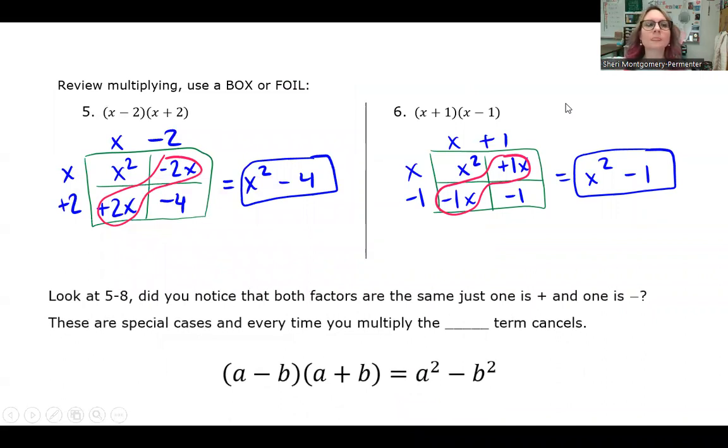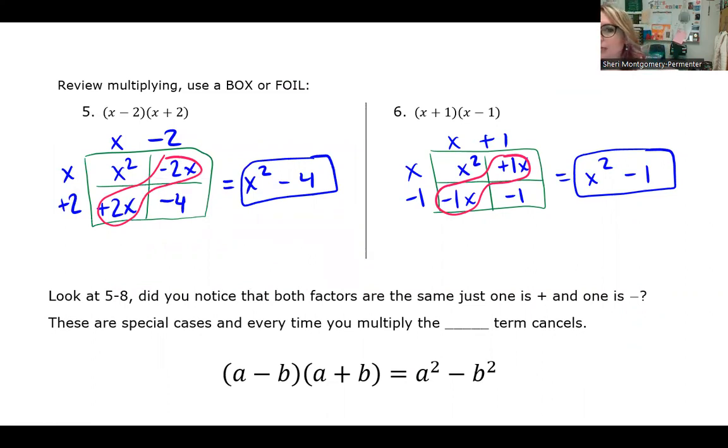No, I know. So take a look at questions 5 through 8. Did you notice that both the factors are the same? Just one was plus and one was minus. So they were both an X and a 2. They were both an X and a 1. They were both an X and an 8. They were both an X and a 5. So they're all the same factors, just one is plus, one is minus.